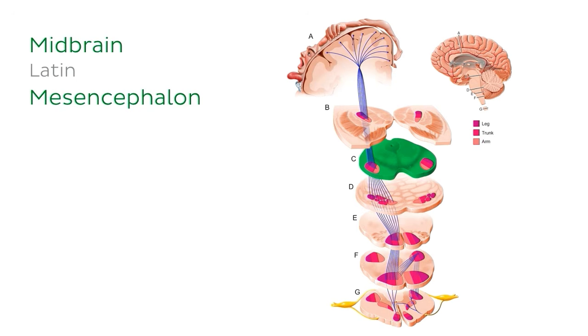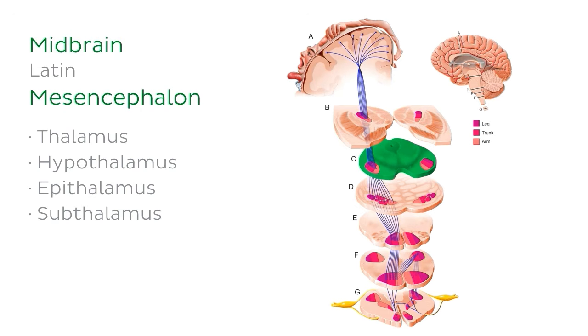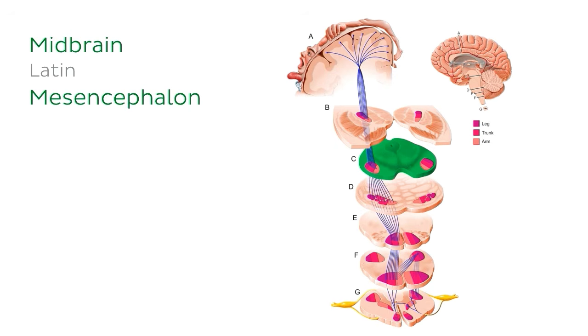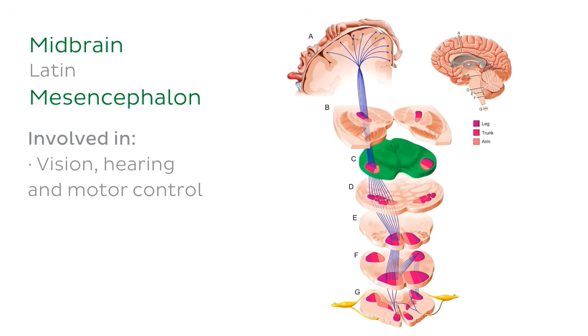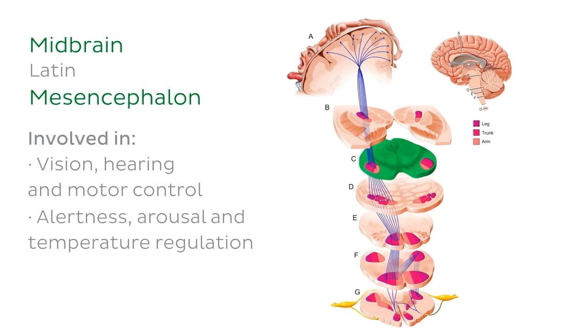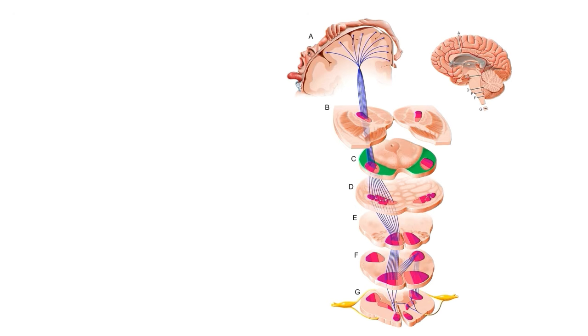And over here we're looking at the midbrain. It's the most superior, or the most rostral part of the brainstem, and is continuous with the thalamus, the hypothalamus, the epithalamus, and the subthalamus, which are collectively called the diencephalon. And it's involved in several processes relating to vision, hearing, and motor control, as well as alertness, arousal, and temperature regulation. Let's take a closer look at some of the unique landmarks used to identify parts of the midbrain.